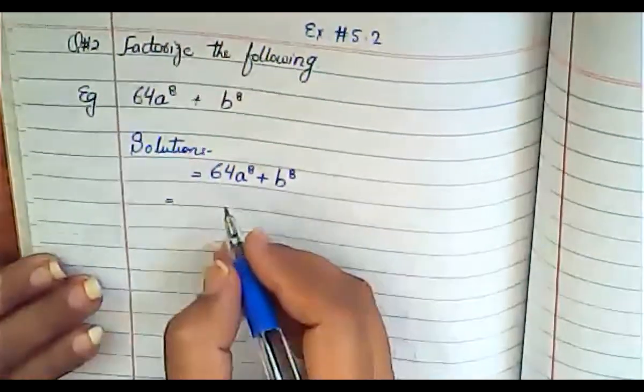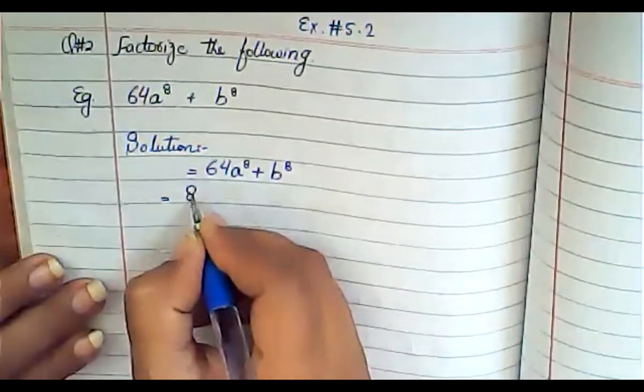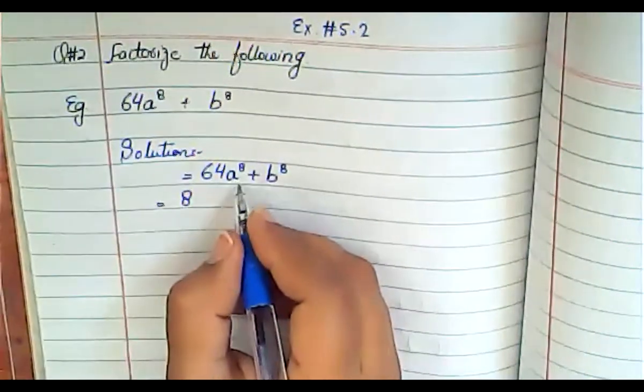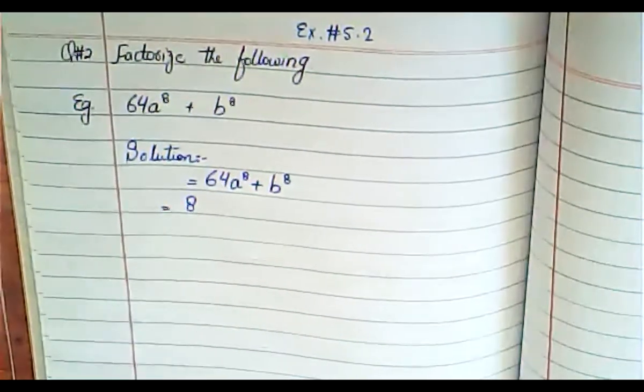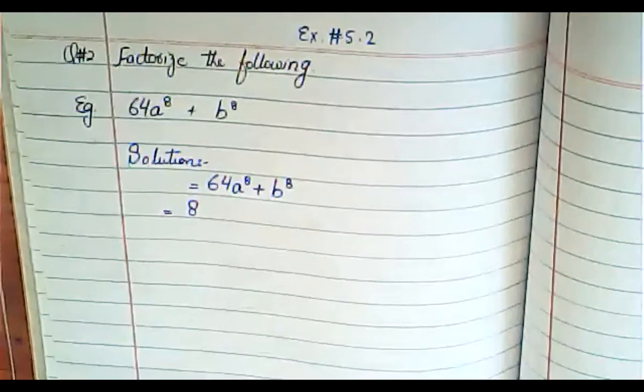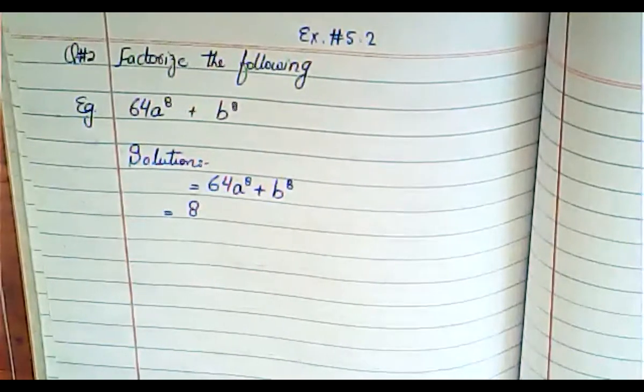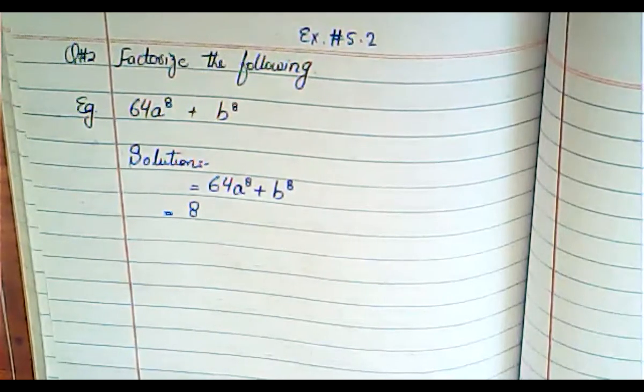Now, 64 is the square of basically 8. Similarly, here you have a8. So a8 is the square of what? A to the power 8 is the square of what? Very good, Mariam.